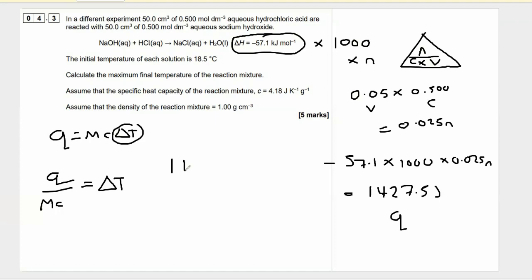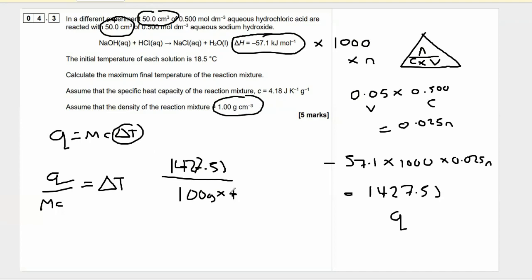Now we need to do 1,427.5 joules and we need to divide that by the mass. How do we know what the mass is? Well, we have 100 centimeters cubed in our solution, and we are told that it's 1 gram per centimeter cubed. So our mass is 100 grams, and we're going to times that by C, which is the specific heat capacity, and that is going to give us our temperature change. Our temperature change is going to equal 3.4 degrees. Add that to the original temperature, 18.5 plus 3.4, and we're going to get 21.9 degrees. And that is the final answer.